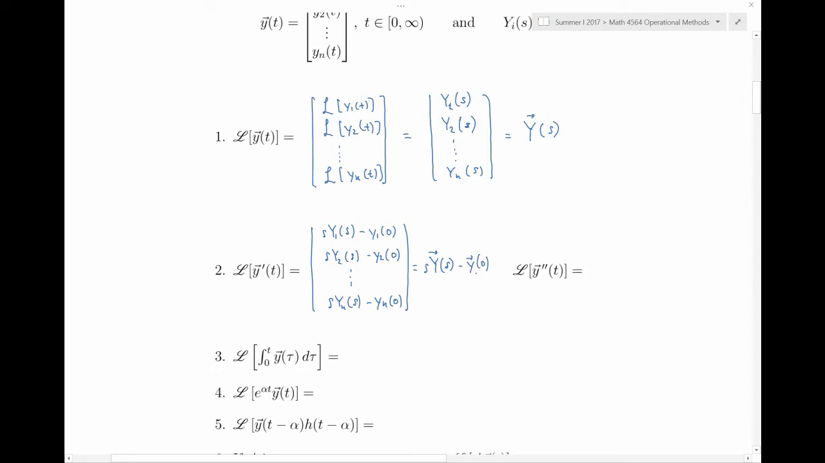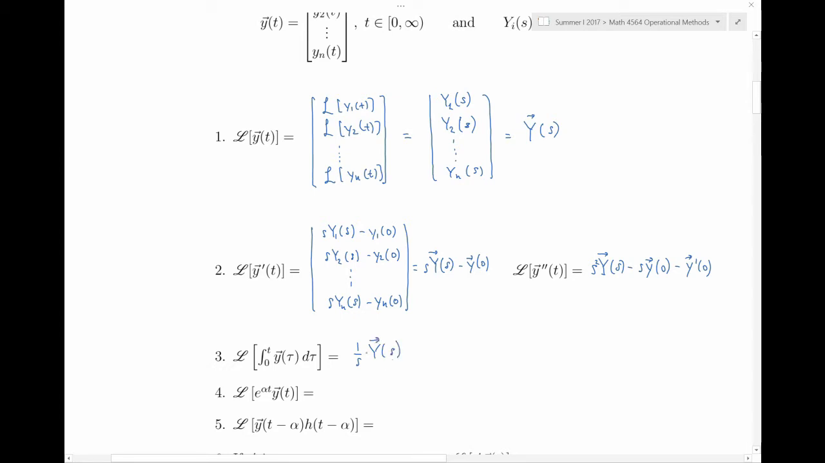And if we take the Laplace transform of a second order derivative, then we're going to get exactly the same result as in the case of one-dimensional functions. So it's going to be s squared times Y of s minus s multiplied by the initial value of y minus the initial value of the derivative. In pretty much the same way the Laplace transform applies to antiderivatives. It's going to be 1 over s capital Y of s.